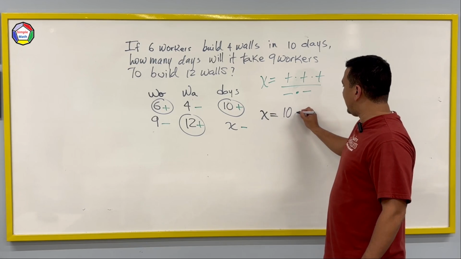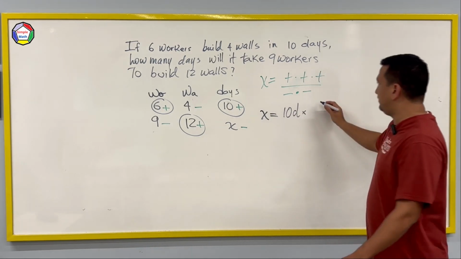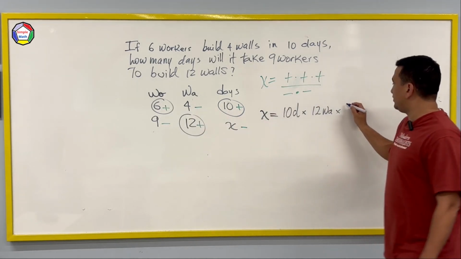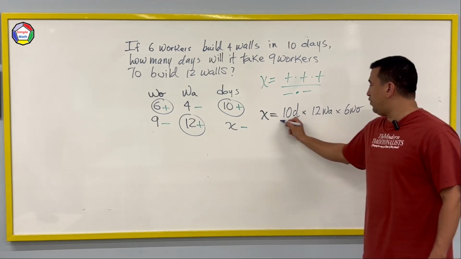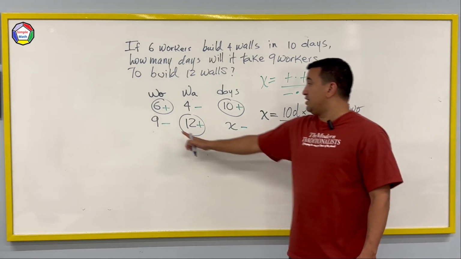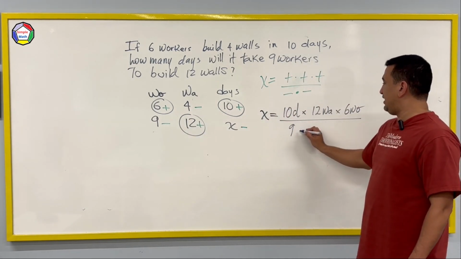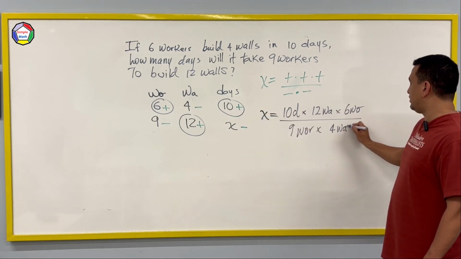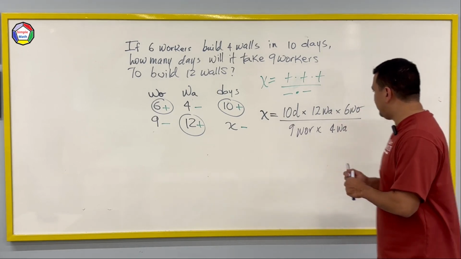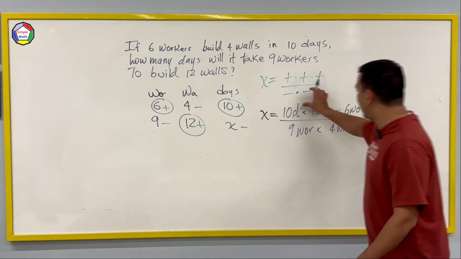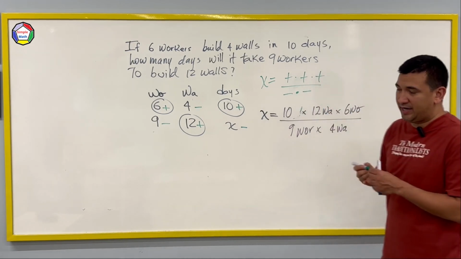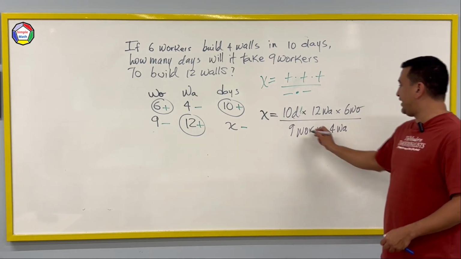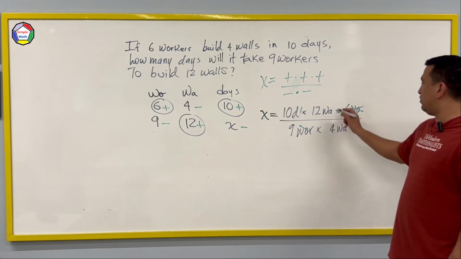So 10 days, times 12 walls, times 6 workers, over the product of the negative things. So 9 workers times 4 walls. Let's see what happened with the magnitudes. Days, I don't cancel with anything. Days is the question. So workers and workers, we can cancel them. Walls and walls, we can cancel them.